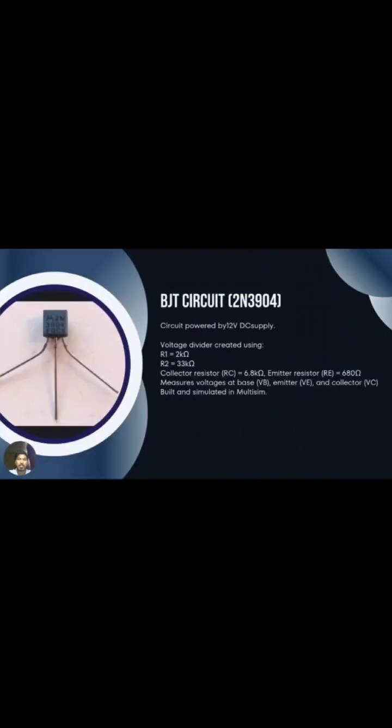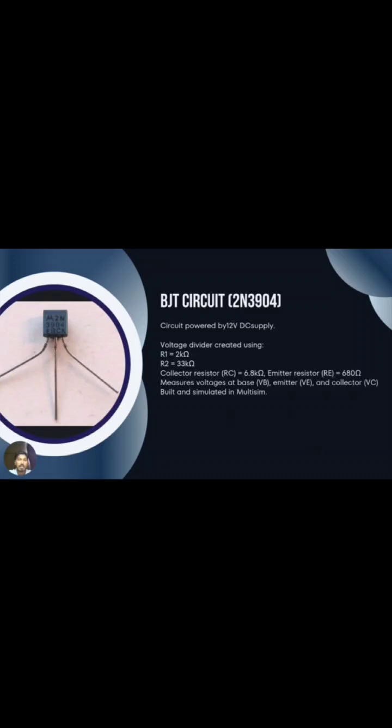Now let's move on to the JFET 2N5454. The JFET is an N-channel junction field effect transistor. It is voltage controlled, where the gate voltage controls the drain current.